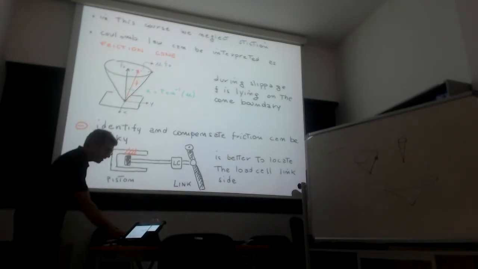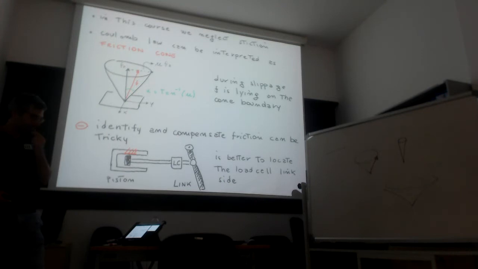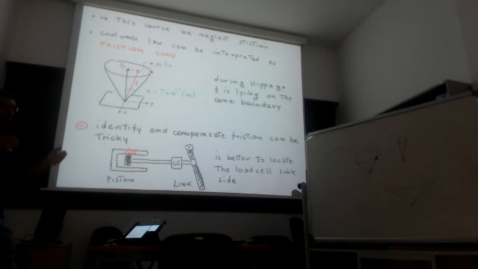Identifying friction and compensating for it is tricky. It's difficult. You saw that discontinuity. You might have to check the motion velocity and apply this Coulombian force, plus the friction damping, the viscous friction compensation.